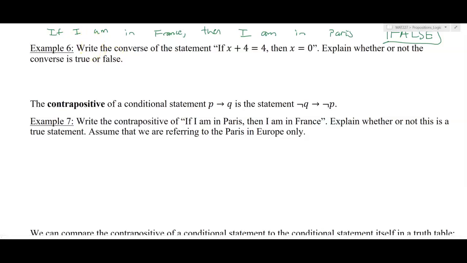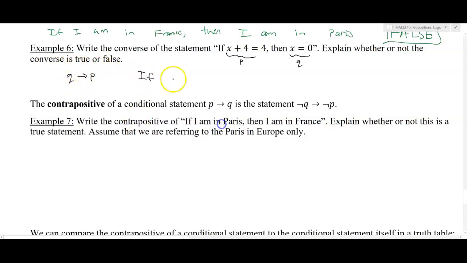So in the continuation of working with logic, let's look at the converse of another statement. If x plus 4 equals 4, then x equals 0. Explain whether or not the converse is true. So here my P is x plus 4 equals 4. That's my statement. And my Q is x equals 0. So to write the converse of the statement, Q implies P, we would say if Q, then P.